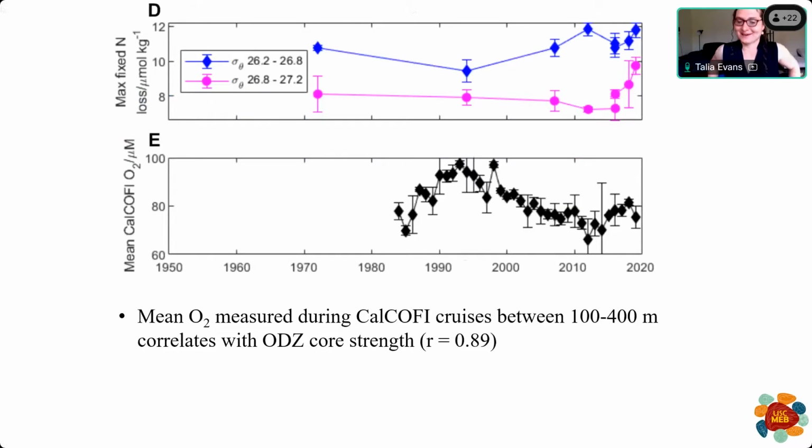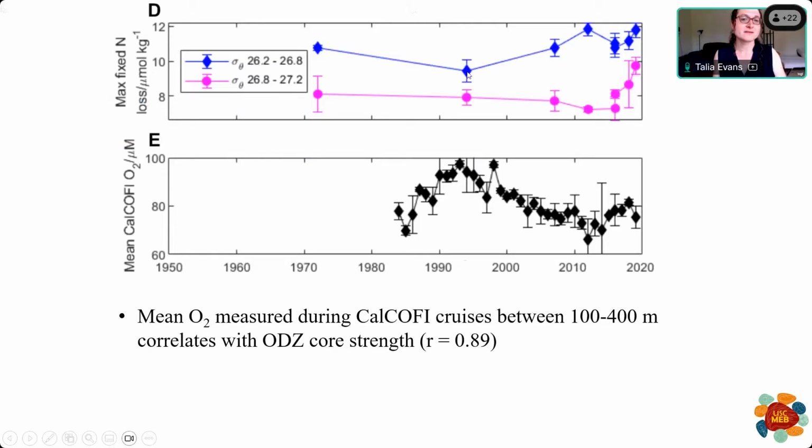But here's the really fun part: the core ODZ strength here is very well anticorrelated with the mean oxygen measured in the CalCOFI data sets. So I just took the mean oxygen from 100 meters to 400 meters for every single line, station, depth, etc., and lumped them all together into an average for each season. I averaged those, and the error bars are seasonal.